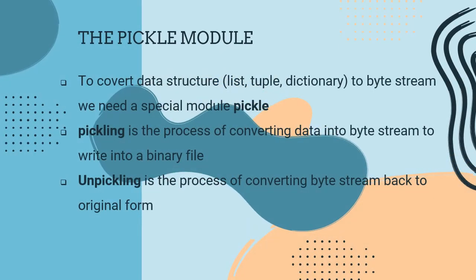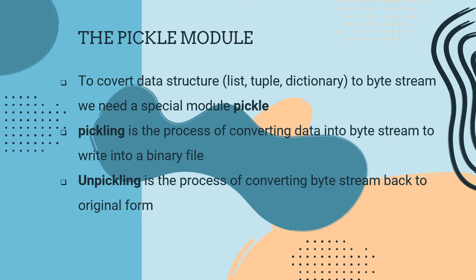So what is the Pickle module? It is used to convert a data structure, that can be a list, a tuple or a dictionary, to a byte stream, that means into a binary form, that is zeros and ones. We need a special module called Pickle. There are two processes, pickling and unpickling. Pickling is the process of converting our data, normal textual information, into a byte stream to write into a binary file. The byte stream means zeros and ones.